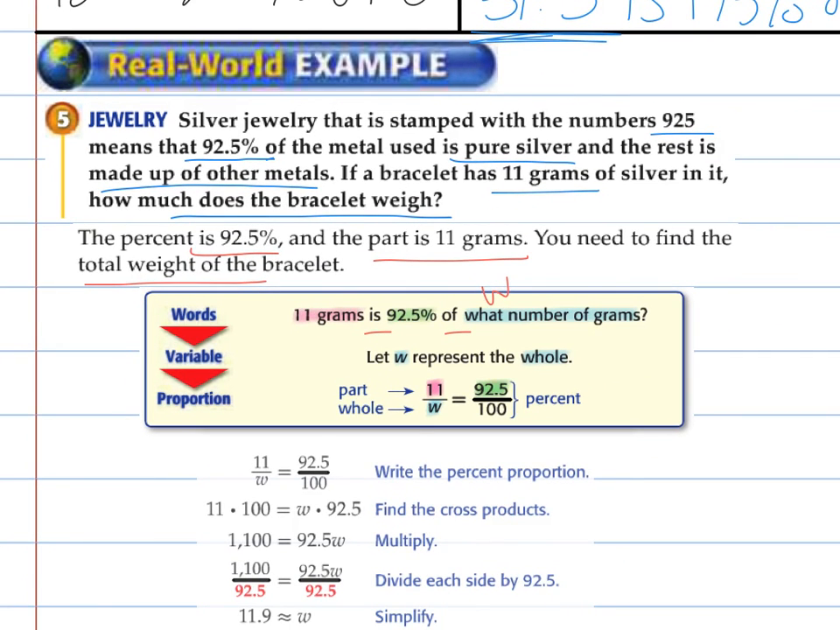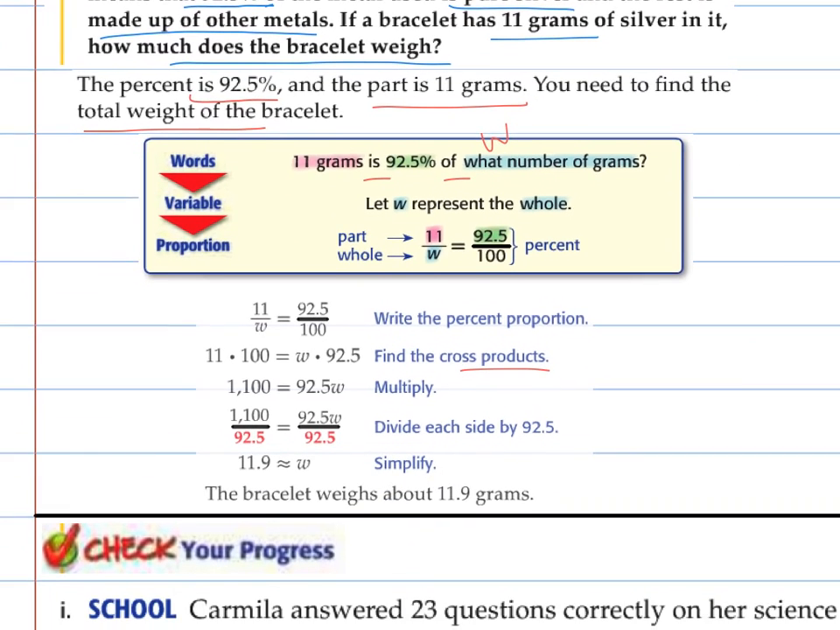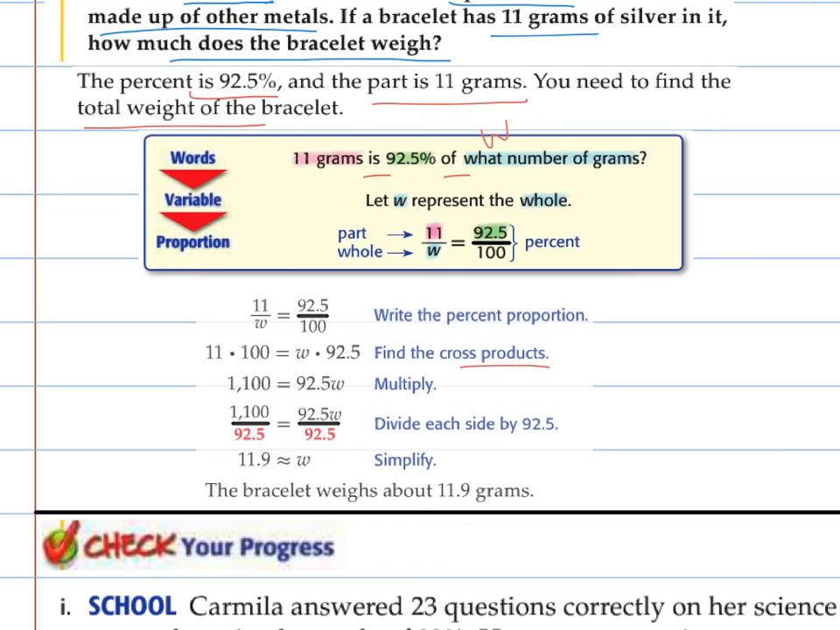So we set up that proportion using part over whole is equal to percent of 100. Do your cross products for 1,100. It's equal to 92.5W. Divide to solve for your variable. And we approximated here, the bracelet weighs about 11 9/10 grams.